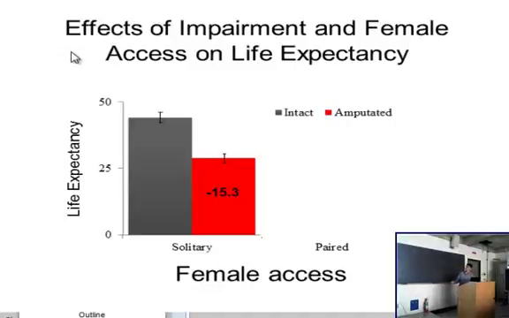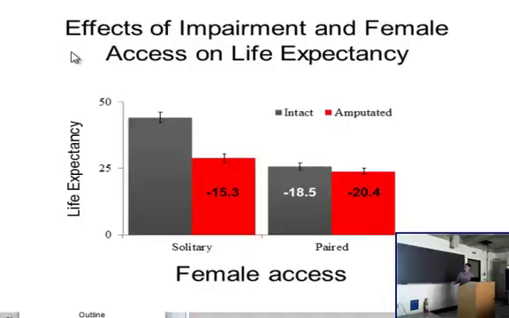we see again a cost of female access between the intact individuals, but then we don't see a significant interaction of the terms, where instead of this being dramatically reduced through some synergistic effect or a linear effect, the loss of life expectancy of the amputated paired males is very similar to that of the intact individuals. But it is less than if amputation occurred without female access.